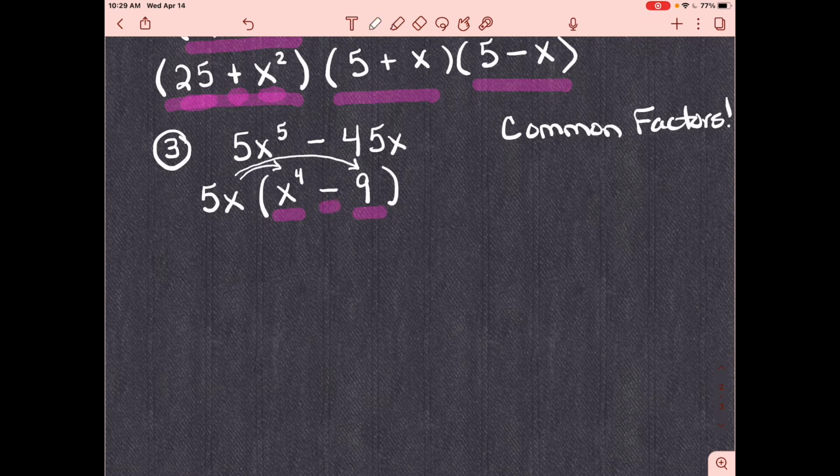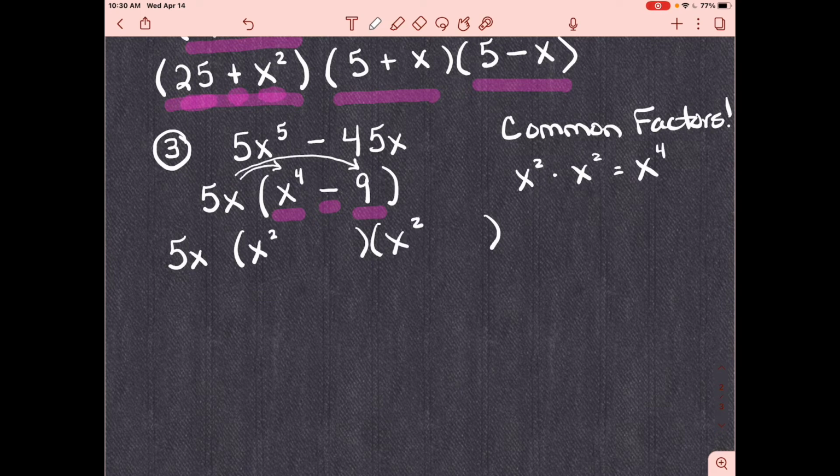So keep my 5x, and I'm going to convert that into two binomials. X to the fourth is x squared times x squared. You get used to these after you practice some. So I'm going to start with x squared, and then 9 is 3 times 3. So I'm going to have a plus and a minus, and I'm going to have a 3 here.